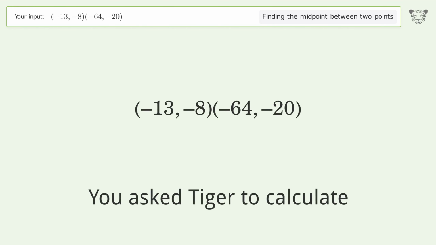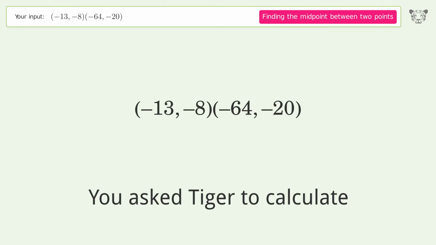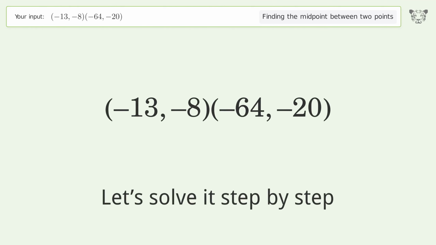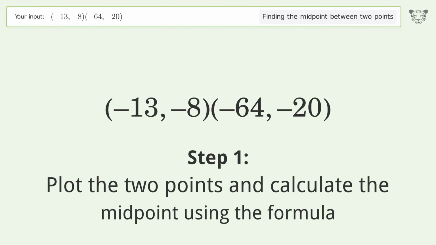You ask Tiger to calculate. This deals with finding the midpoint between 2 points. The midpoint between the 2 points is -38.5, -14. Let's solve it step by step. Plot the 2 points and calculate the midpoint using the formula.